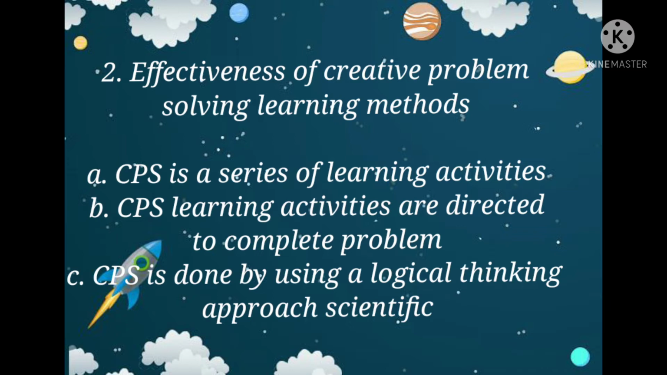Part C. Creative problem-solving is done by using a logical thinking approach. Scientific thinking using the scientific method is a deductive and inductive thinking process. This thought process is carried out systematically and empirically. Systematically means scientific thinking is carried out in certain stages, while empirically means that the problem-solving process is based on data and clear facts.